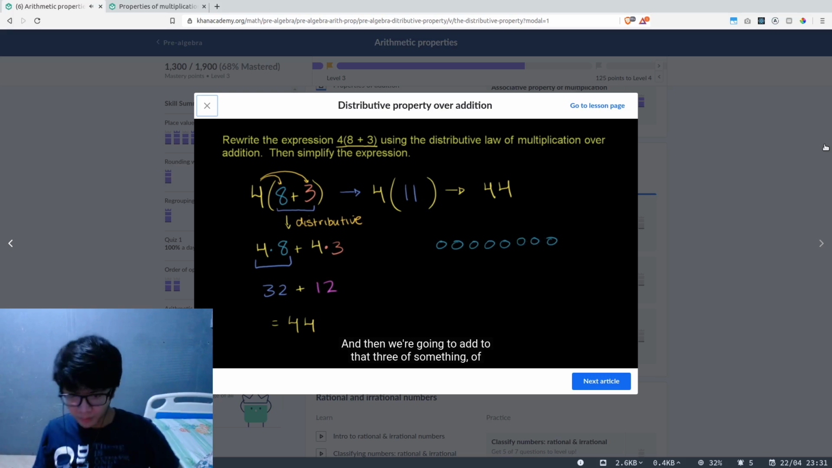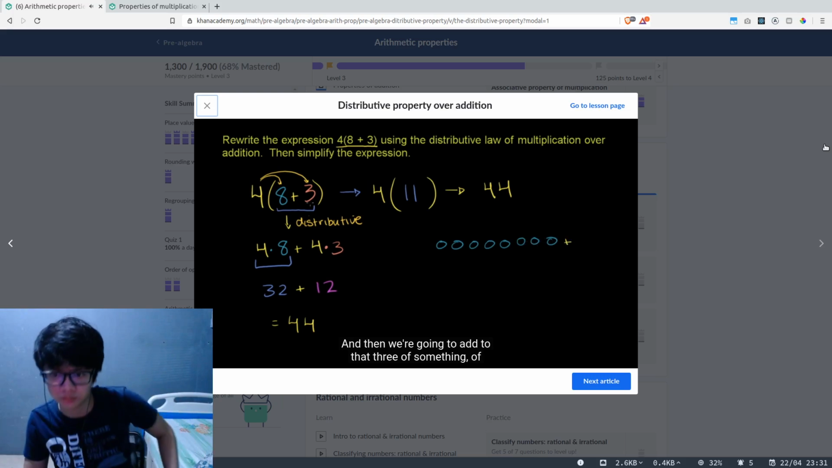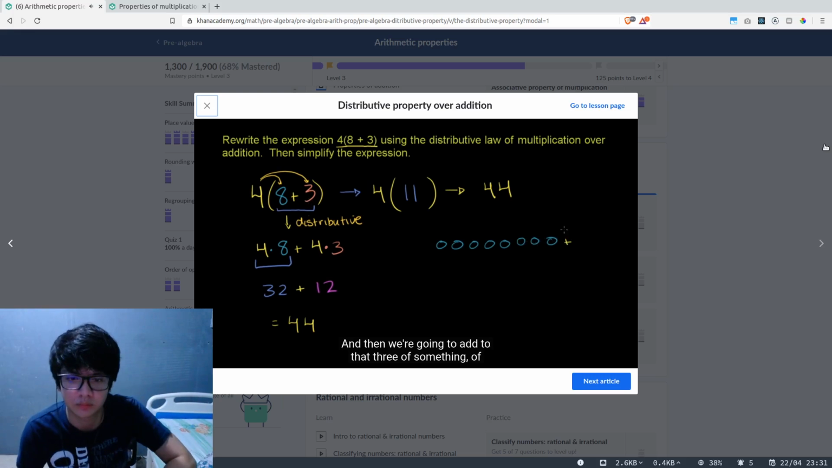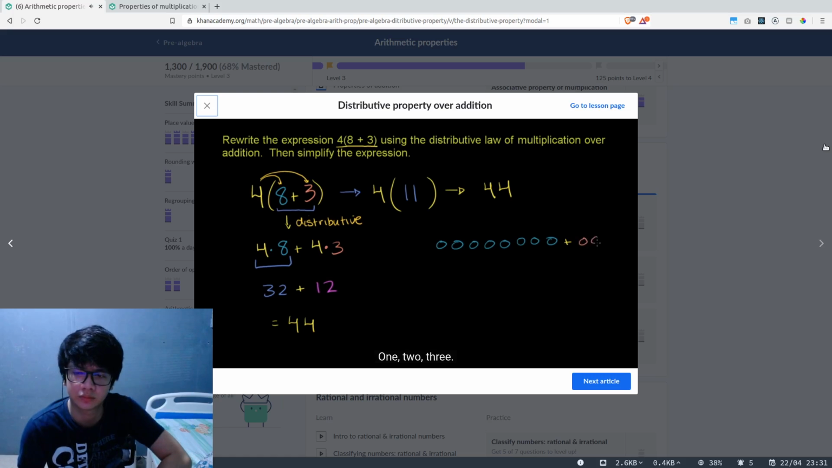And then we're going to add to that 3 of something, maybe the same thing. 1, 2, 3. So you can imagine this is what we have inside of the parentheses: 8 circles plus 3 circles. Now, when we're multiplying this whole thing times 4, what does that mean?